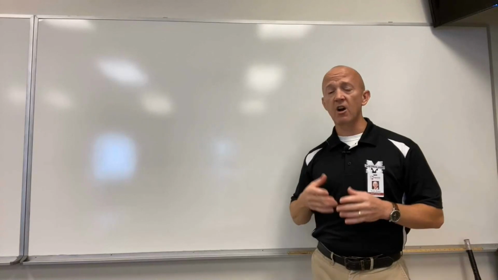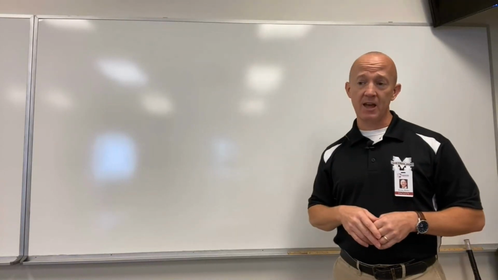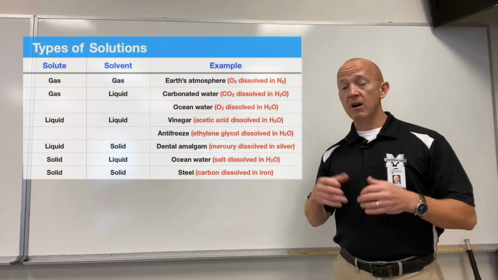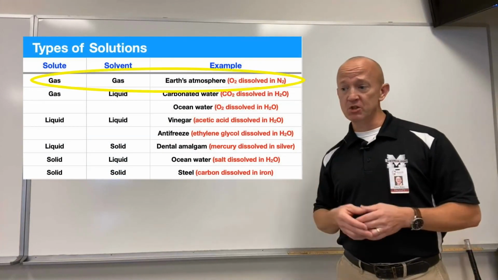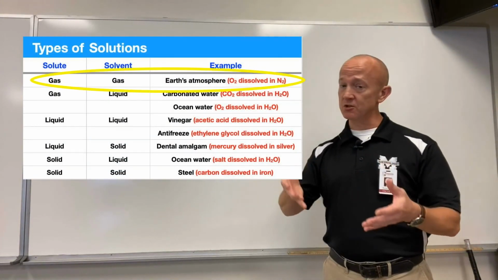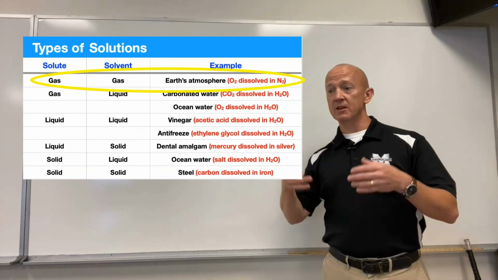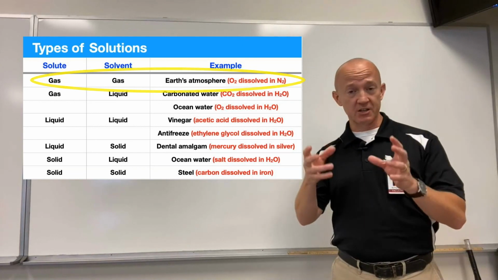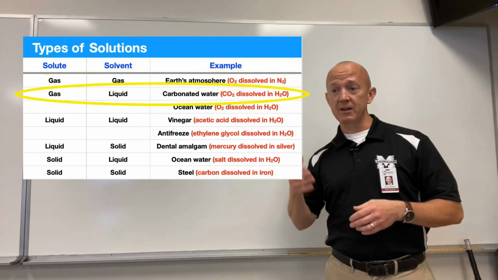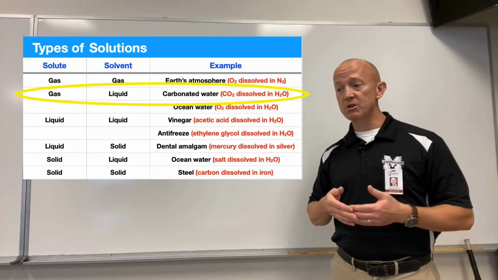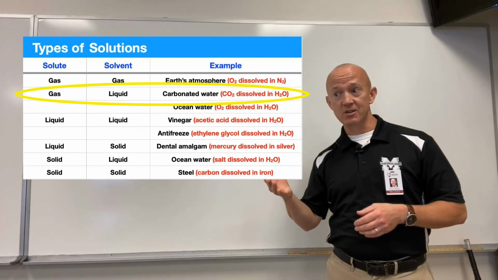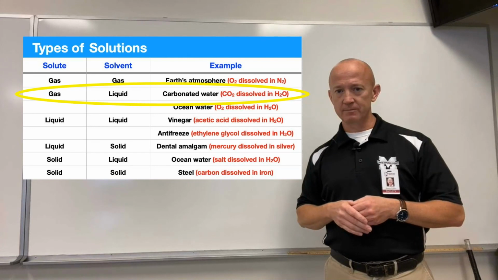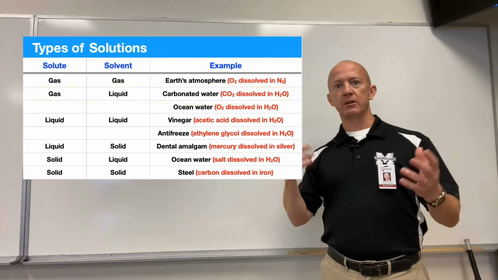Most solutions are liquids, but it is possible to have gas solutions or even solid solutions. Our atmosphere is a type of gas solution in which you have oxygen, in this case the solute, being distributed in nitrogen, the solvent. You can have mixtures of states in a solution. Carbonated water is an example of a gas-liquid solution in which you have carbon dioxide, the solute, being dissolved into water, the solvent. There are all kinds of examples of liquid-liquid solutions.